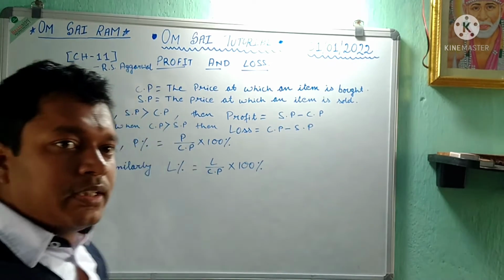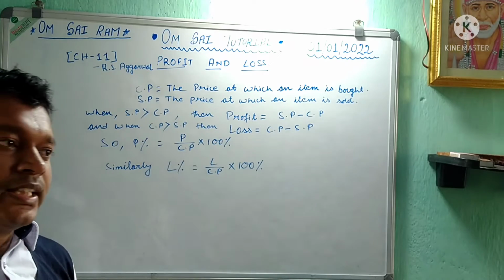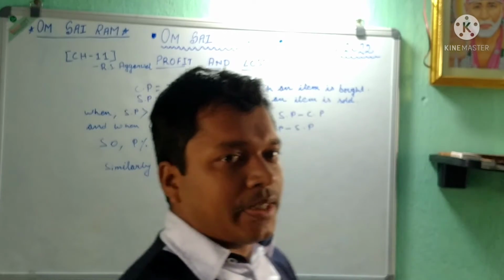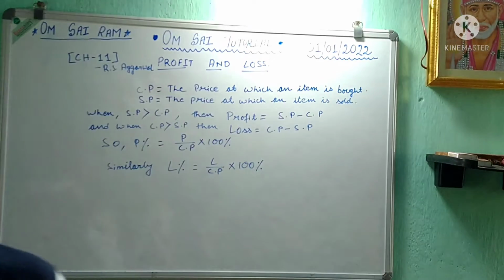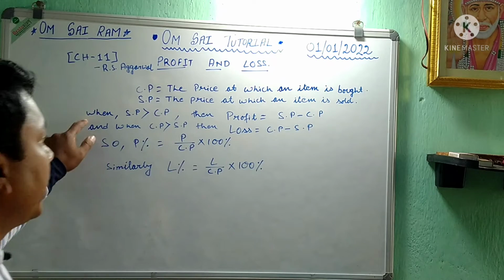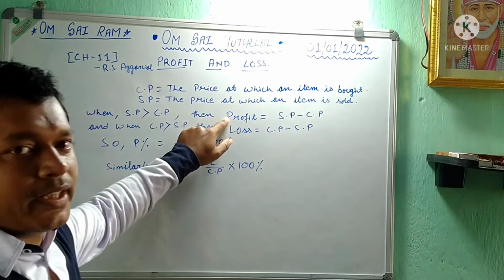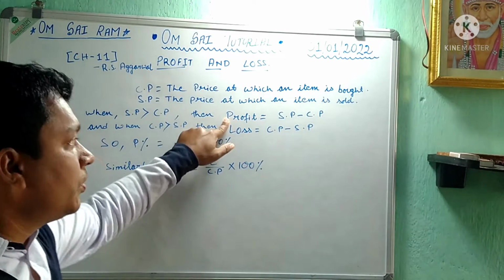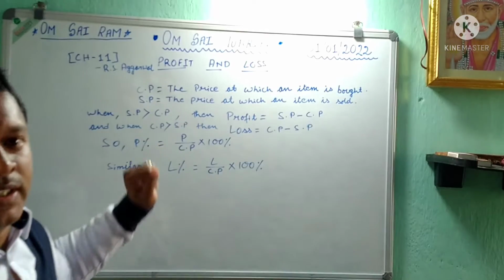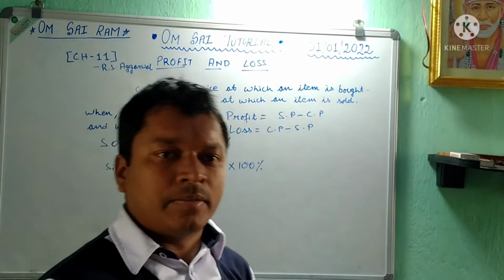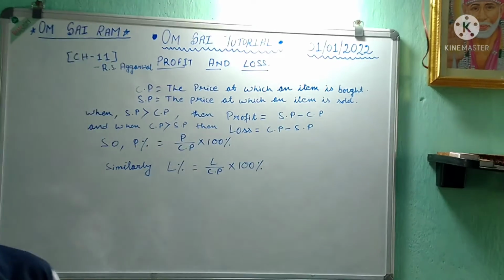See, if I am having a pen and I buy it at rupees 10, then the cost price of this pen is rupees 10, and if I sell it at 12 rupees, then the selling price of this pen is 12 rupees. As we can see, the cost price is lower and the selling price is higher. So when the cost price is lower than the selling price, we have a profit or a gain. To calculate the profit, we subtract the cost price from the selling price. My selling price was 12 and my cost price was 10, so I will get a profit of rupees 2.